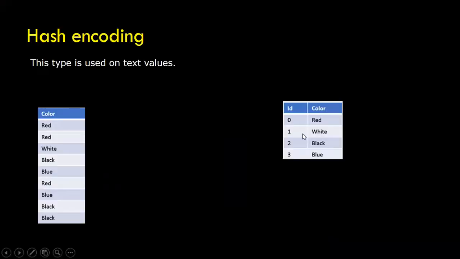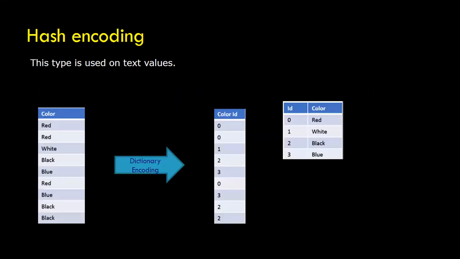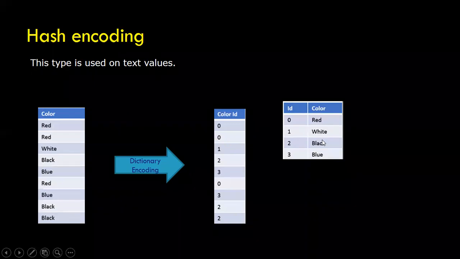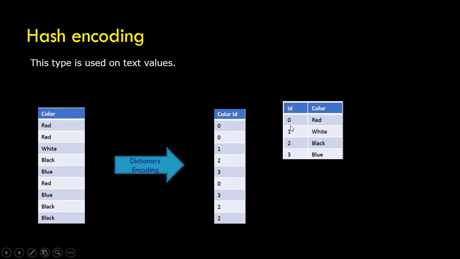Okay. So in the case of hash encoding, it creates a dictionary. The dictionary keeps only the unique values of your text column: red, white, black. Then it assigns a unique value to each text value. 0 is red, 1 is white, 2 is black, 3 is blue. Once this dictionary has been built, the next step is it replaces these values by the unique IDs.